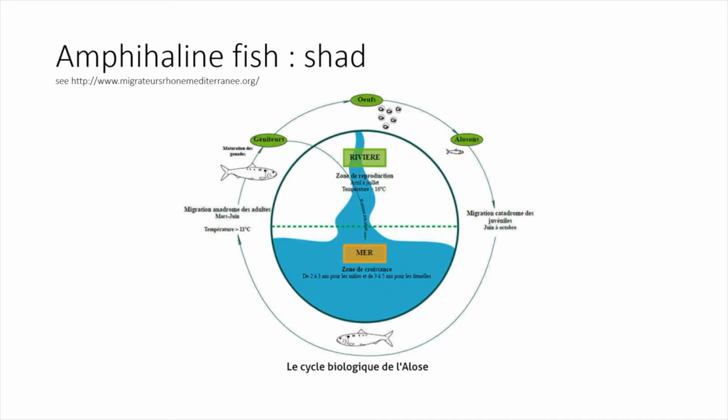These fish look like a giant sardine of 30 centimeters long. In spring, when temperature rises over 11 degrees, they group and make upstream migrations to their spawning grounds. The juveniles make their downstream migration with floods in the following fall. They accomplish this cycle in 2 to 5 years.